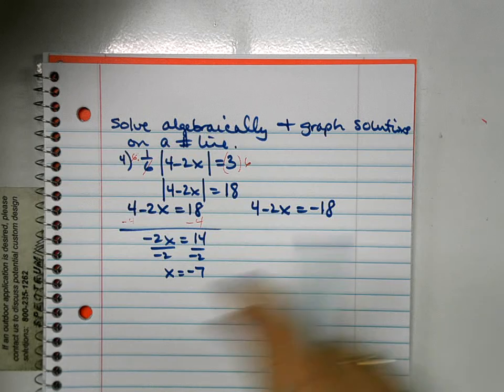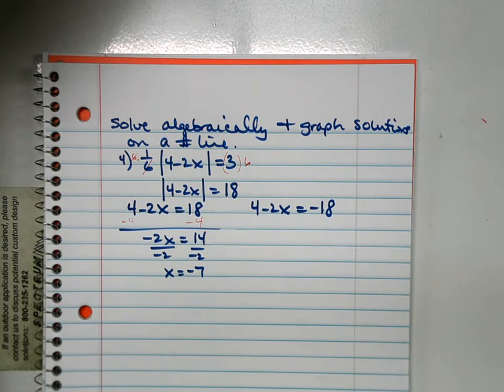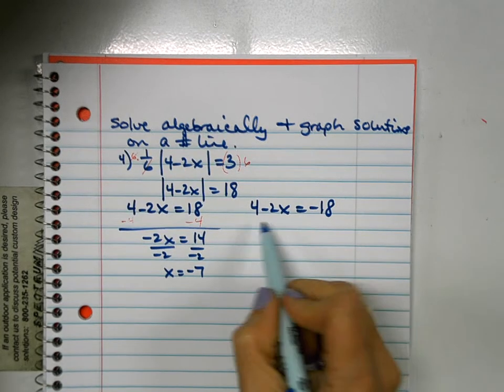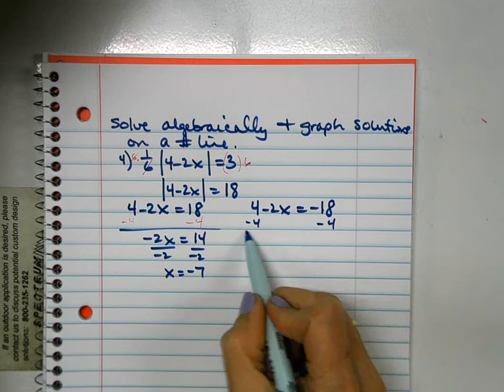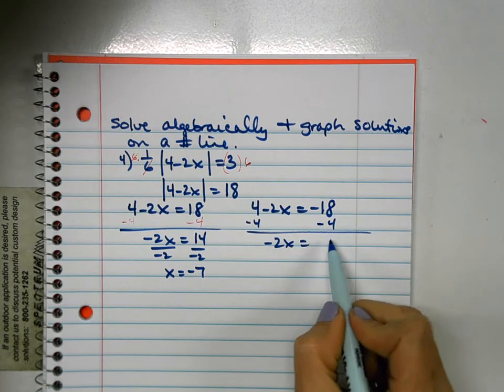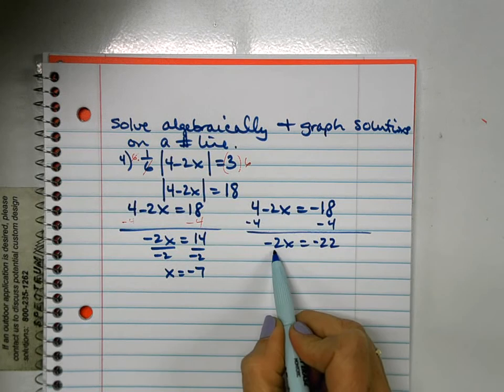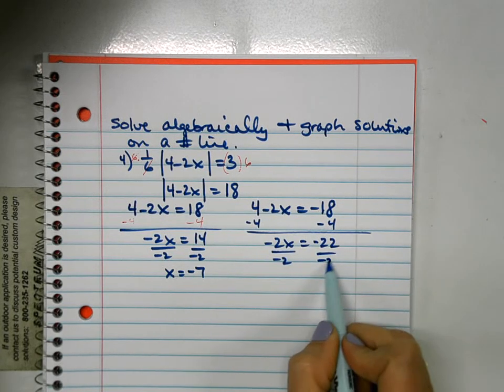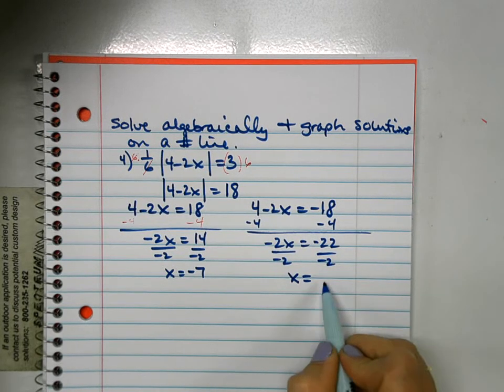And then help me out with this one. Savannah, what's the first thing you'd do on this one? Okay, subtract 4. When I did that, I'd have negative 2x, and what would I have on this side? Okay, and then again, divide by negative 2, and what's x equal? 11. Okay, so those are our 2 solutions.